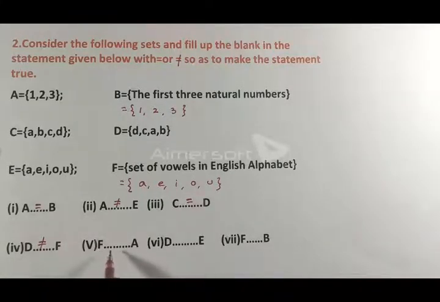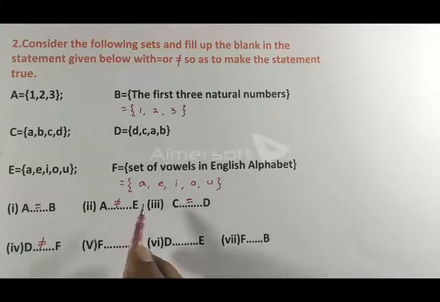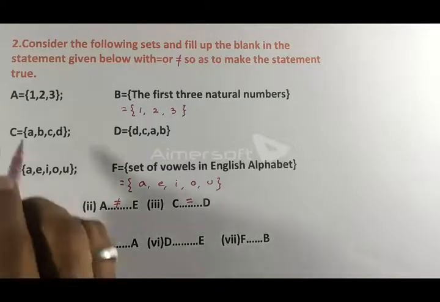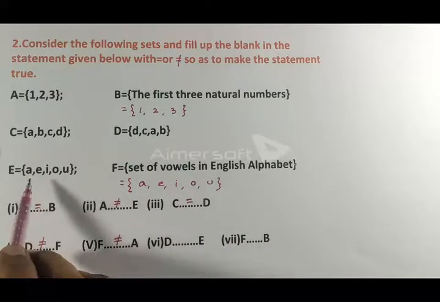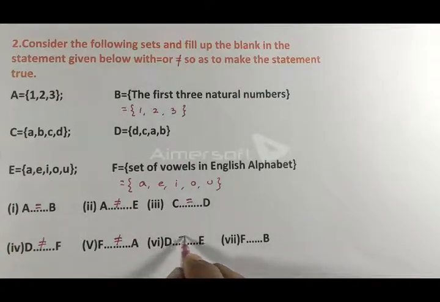Fifth one, F dash A. The set F contains the vowel letters of the English alphabet, and the set A contains the first three natural numbers. So F may not be equal to A. Sixth one, D dash E. The set D contains A, B, C, D elements, and E contains the vowel letters from the English alphabet. So D cannot be equal to E. So D is not equal to E.